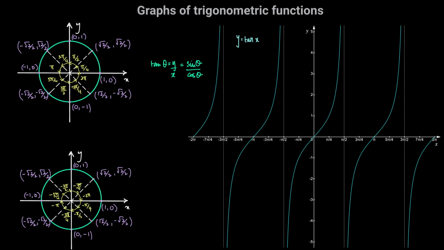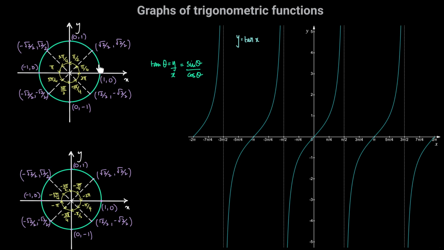Now if we see as the angle x increases further and further, what we can see is that when x is equal to 90 degrees, when the angle is 90 degrees or pi over 2 radians, we can see that the y coordinate is 1 and the x coordinate is 0 on the unit circle, and 1 divided by 0 is undefined.